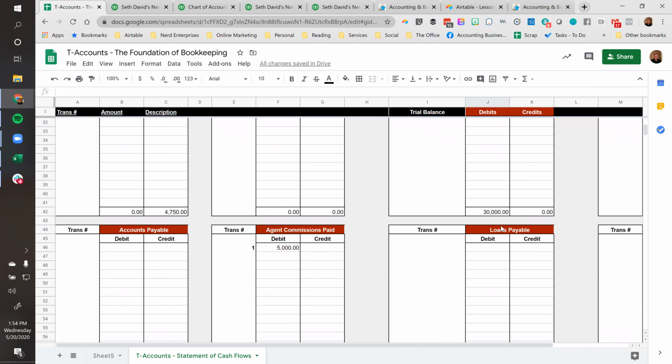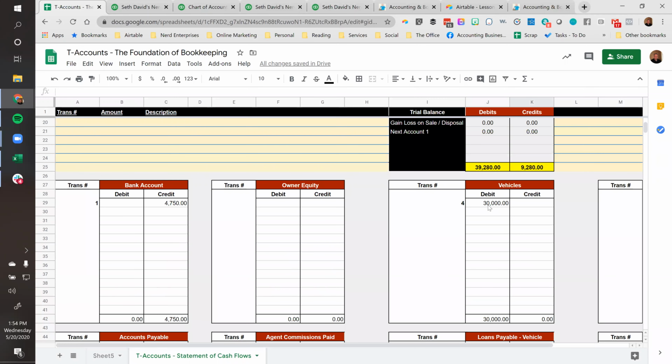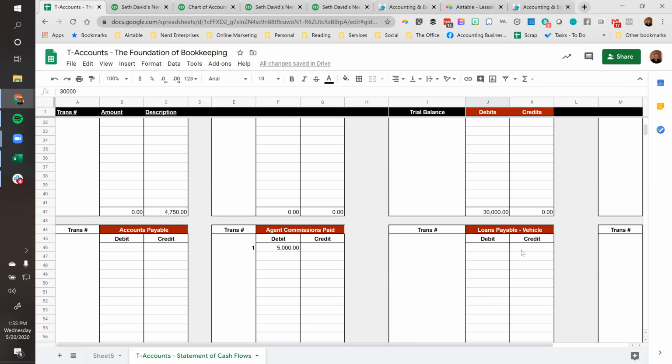So now I have a loan payable for my vehicle. Let's use this one here for that. In effect, that loan payable is going to be the difference. So the loan payable is going to be a credit for the $30,000 cost of the vehicle less the $2,500 we're getting for a trade-in, right? So let's just quickly do it here. Okay, so $27,500 is the credit so far.